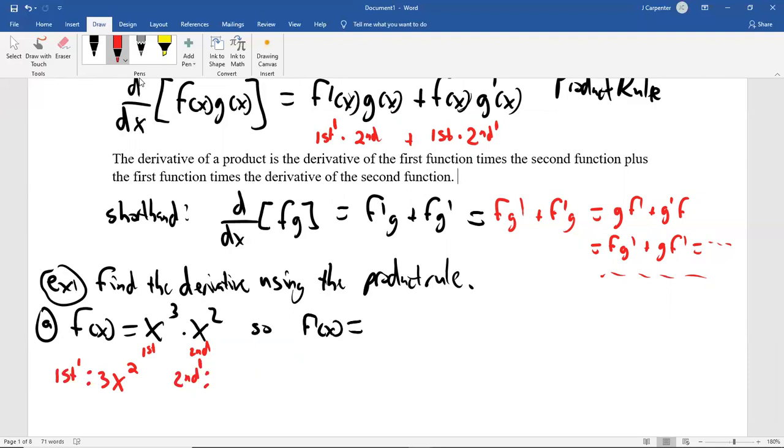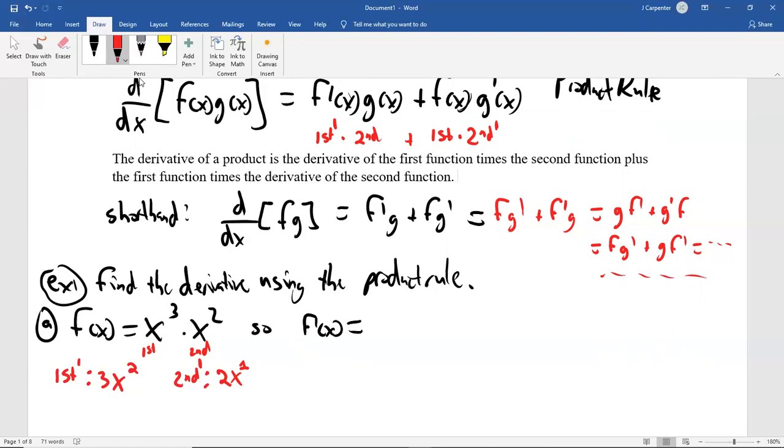The second function is x squared, so we're going to take its exponent and put it down in front, so the 2. We leave the x alone, but then we decrease its exponent by 1. 2 minus 1 is 1. I'll write the 1, but I'm going to write it using the fancy one, so you can really see that it's not a prime. But again, I'm not going to write that x to the first anymore from now on.